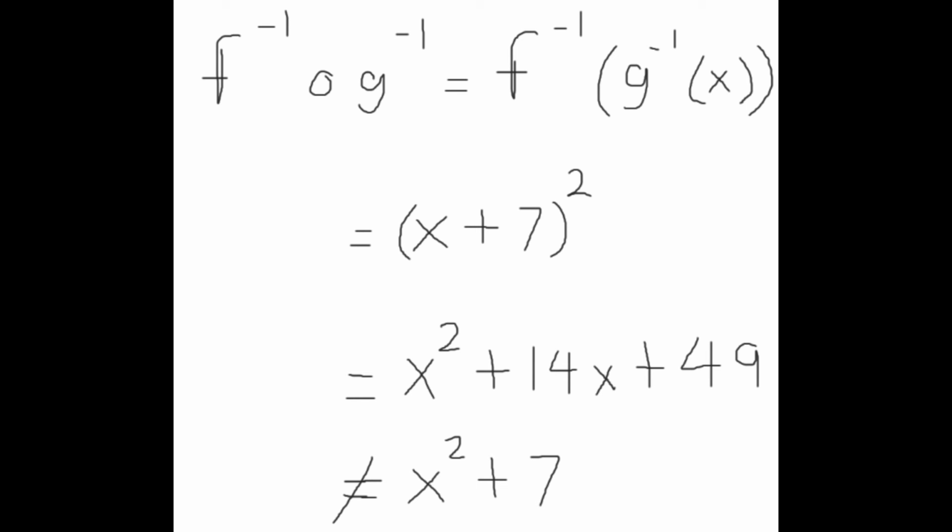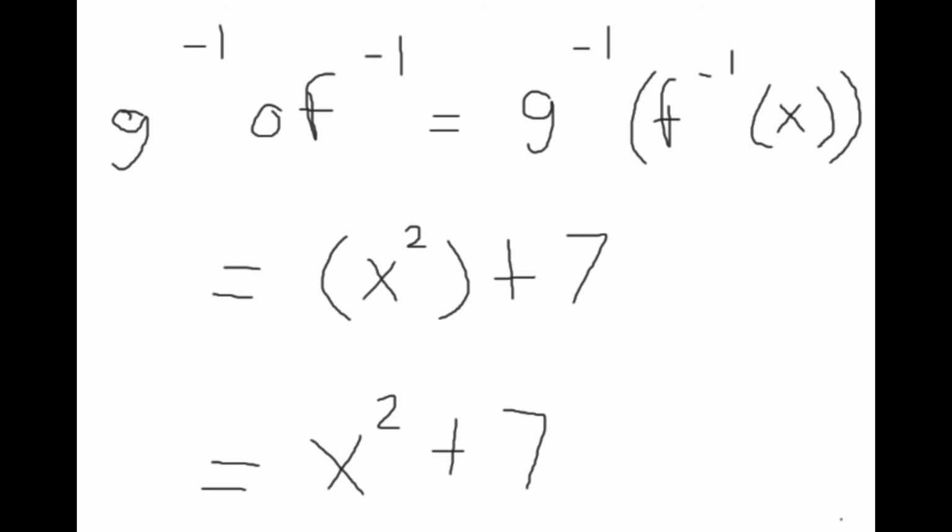So I started with inverse f of inverse g, which meant I had to substitute x plus 7 for x, which meant I got x plus 7 all squared. And when distributed out, that did not equal x squared plus 7, which gave me the option of inverse g of inverse f. And all I had to do for that was substitute x squared for x, and sure enough, it gave me x squared plus 7, which is the inverse of the two functions combined.